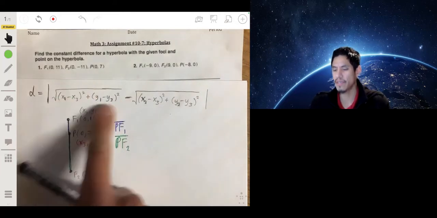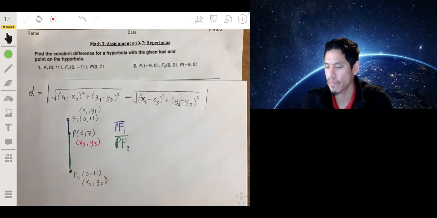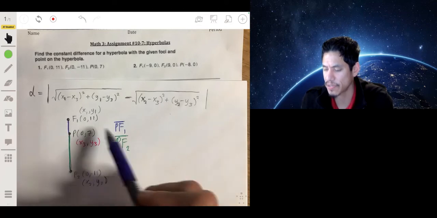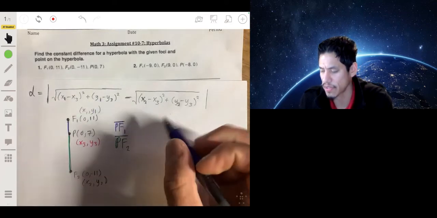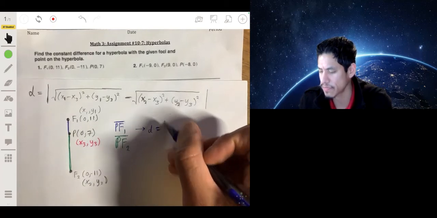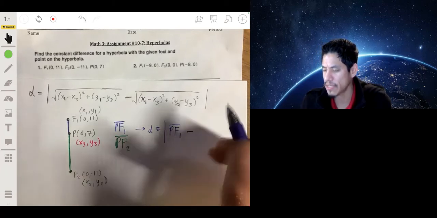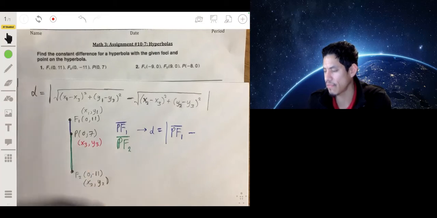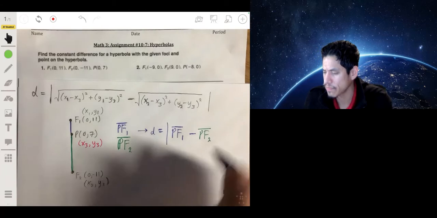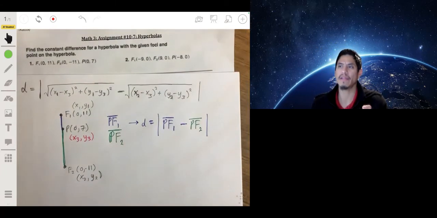So what this is actually giving is the length from F1 to P. It's the first part of this formula. So if we were to write this out, the difference is equal to PF1 minus, and then this part would be PF2. So that gives you that length.